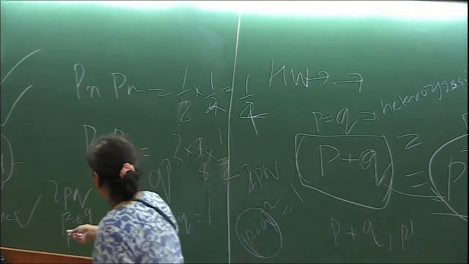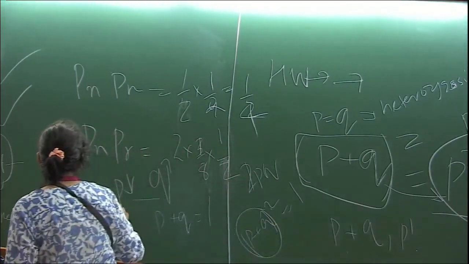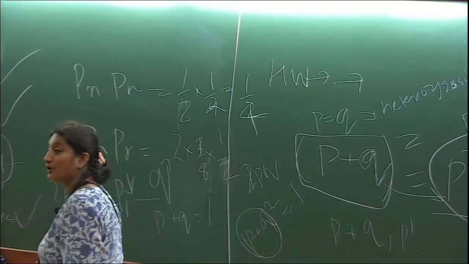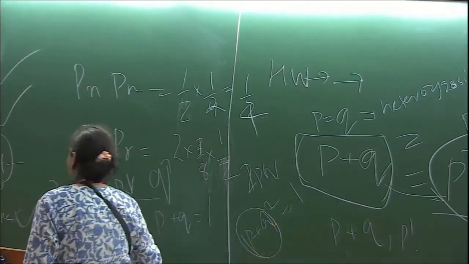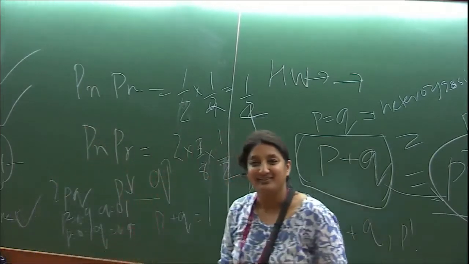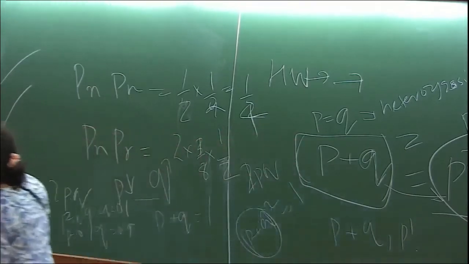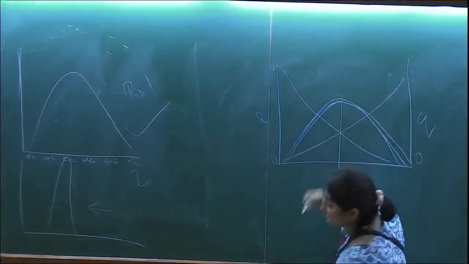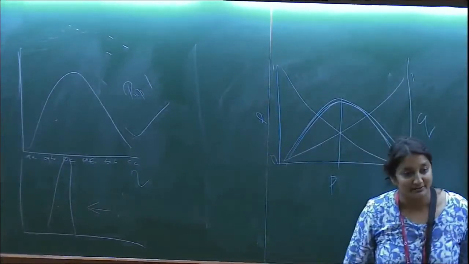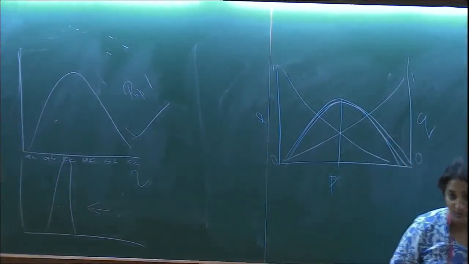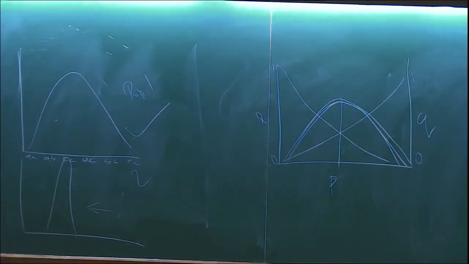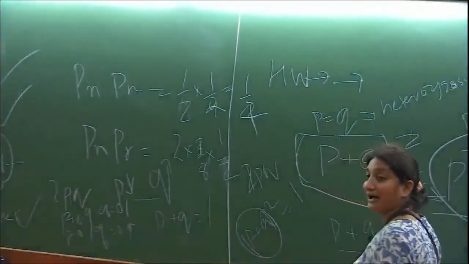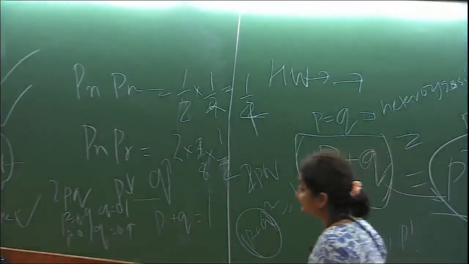Because if p is 0.9, q is 0.1. If p is 0.1, q is 0.9. Right? So heterozygosity is symmetric. And what is the highest value it can be? 0.5. Right? 2 into half into half is 0.5.